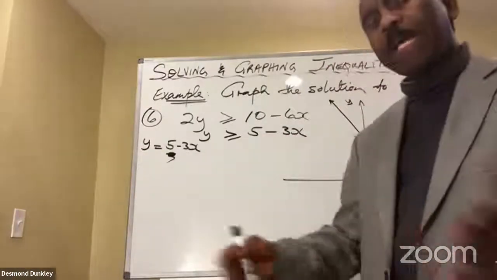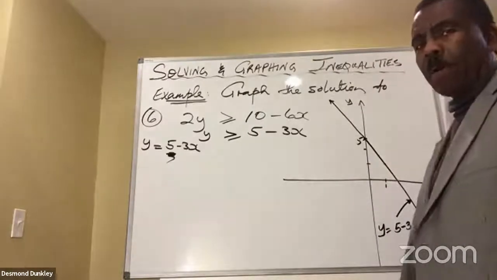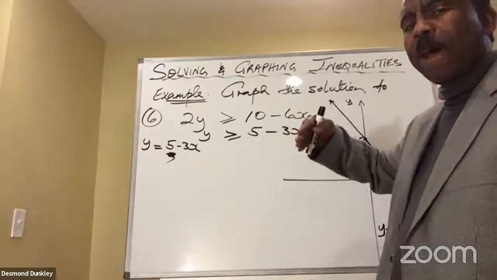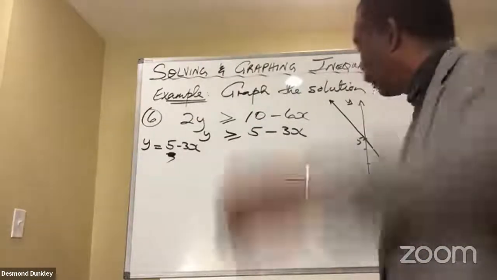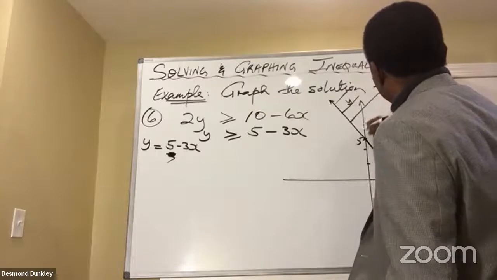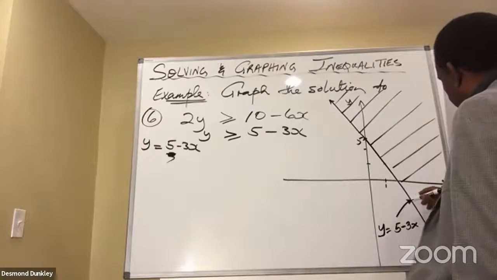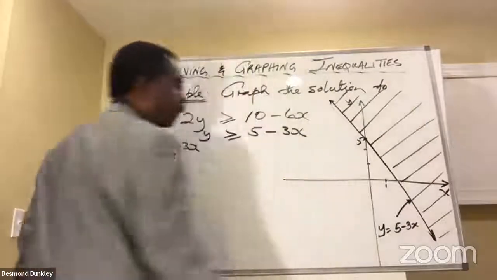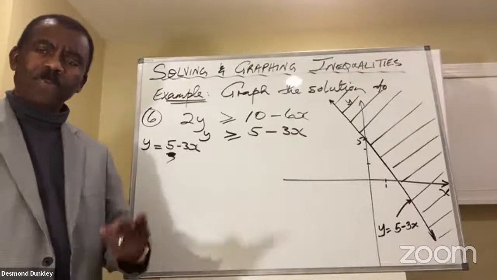So now where do I shade? It says the y value has to be greater than or equal to the points on the line. So the y value has to be the points above the line, including those on the line. Greater than means above. So therefore, you shade above the line. Okay, get the picture? So that's how you draw the graph of an inequality in 2 variables.